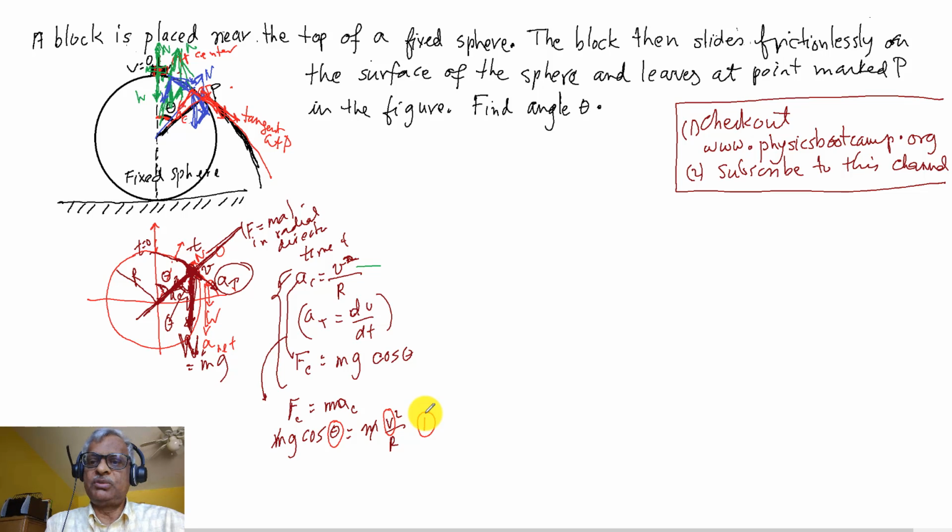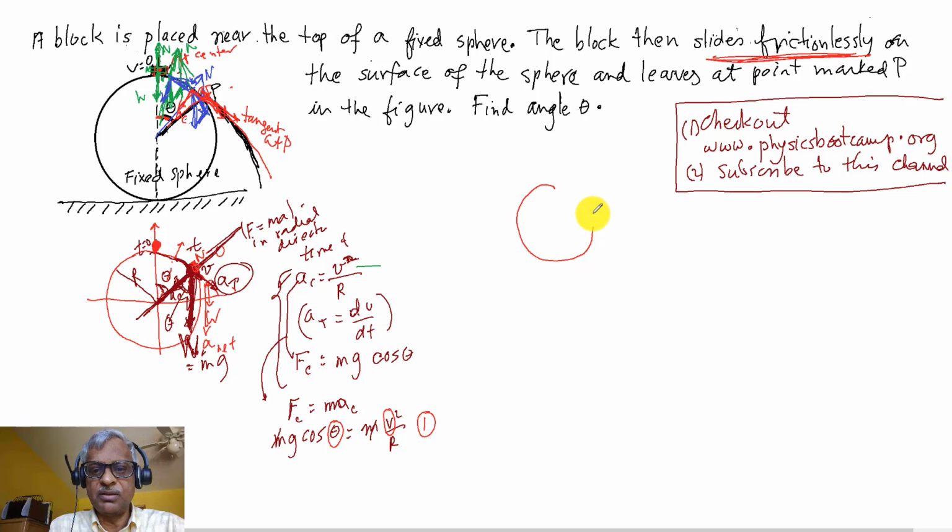Now we're going to make use of this idea of frictionless. So t equals 0 is here, and t equals t is here. Let me draw another figure, because this can be too cluttered. So it's here at t equals 0, and it's here at t equals t. And let's call this angle theta.